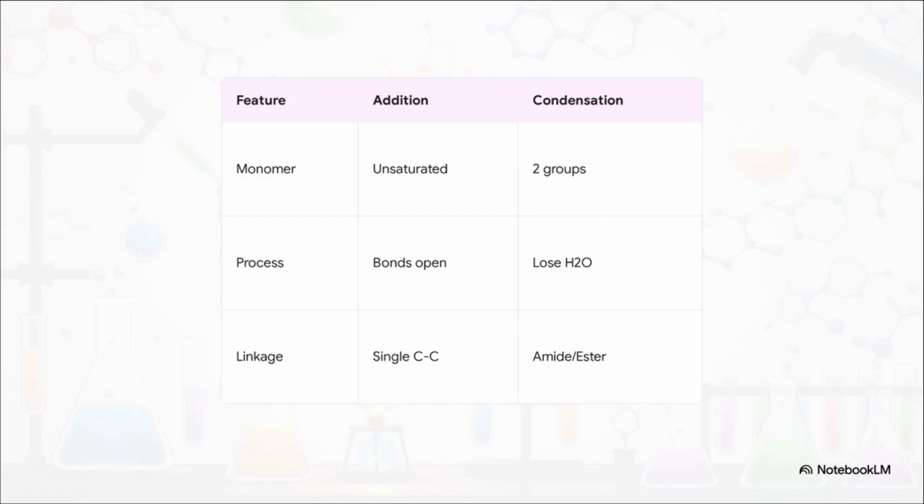They just rearrange themselves. But condensation polymerization, totally different story. For this, we need monomers with two different functional groups. When they join together, they actually eliminate or spit out a small molecule, which is usually water. And doing that creates unique chemical bridges like amide or ester linkages.